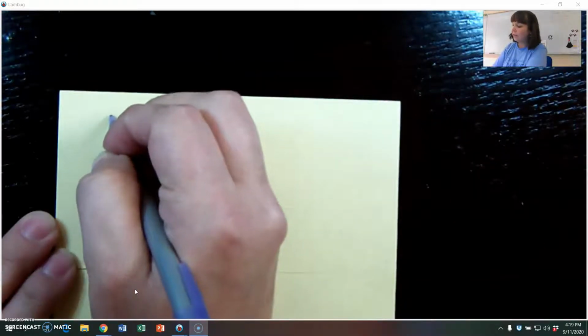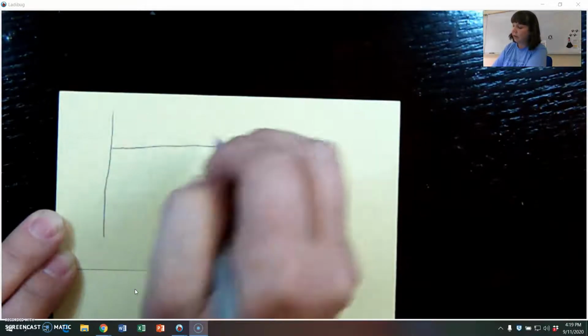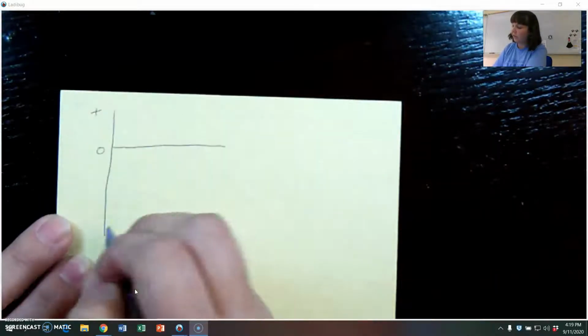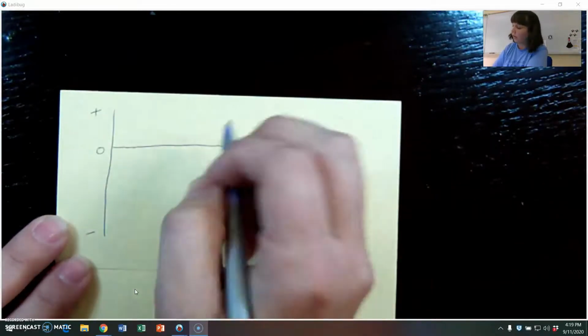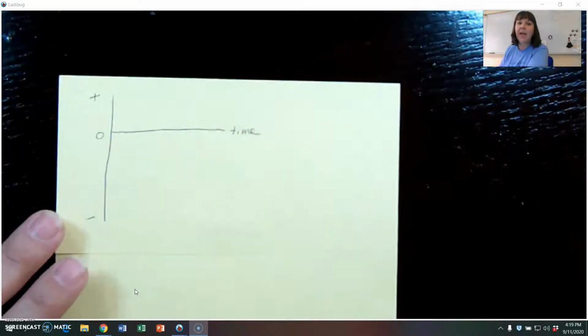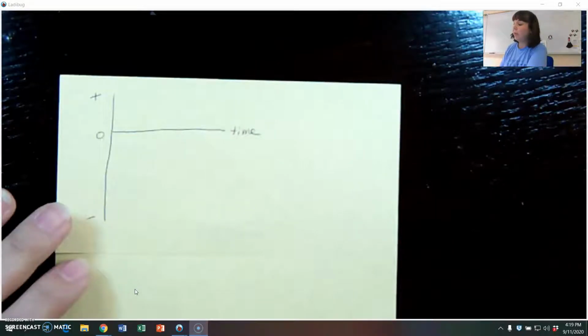We're going to repeat, except I'm going to change it up a little bit. Here's position 0. Here's a positive position, and here's a negative position. And this, of course, is still time. So now we can have negative values. We can go back behind our position 0, our origin.